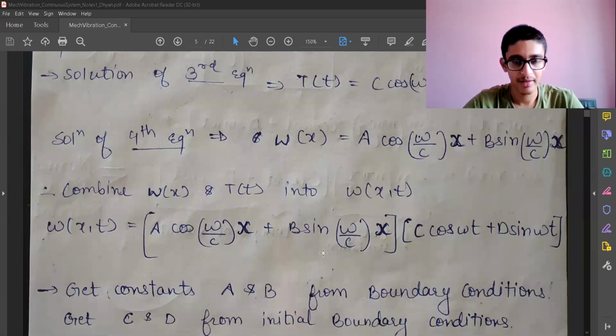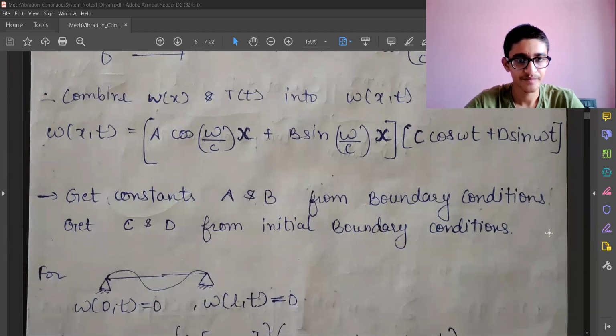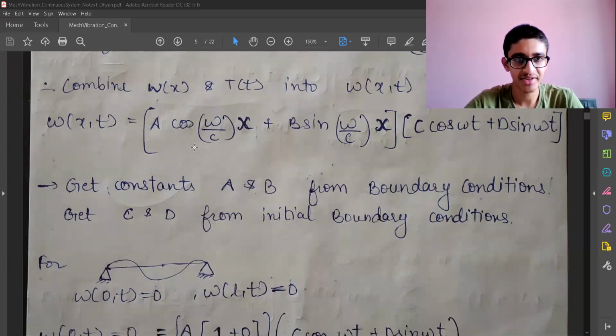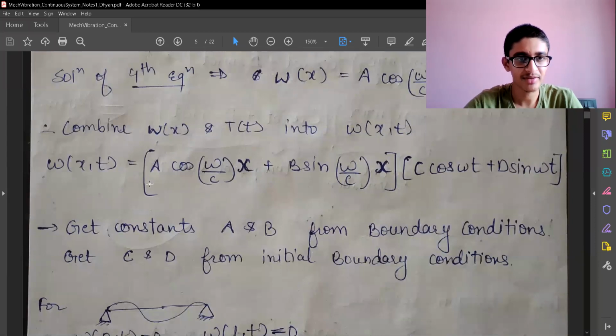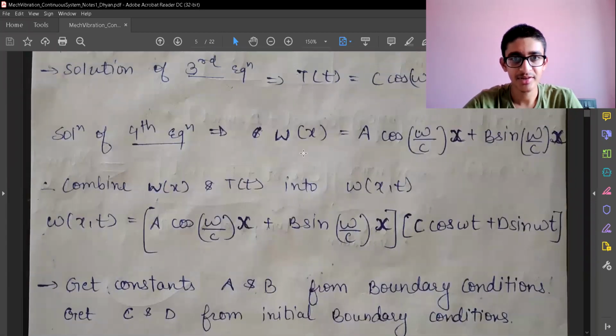And now we can again combine those and get w of x comma t, that is the combined solution. Now the aim is to get constants a and b from boundary conditions and get c and d from initial conditions. Why are we saying this? Because a and b are the constants for w of x, which means spatial coordinates. So spatial means it's a boundary condition, and c and d mean it's initial conditions or temporal conditions.